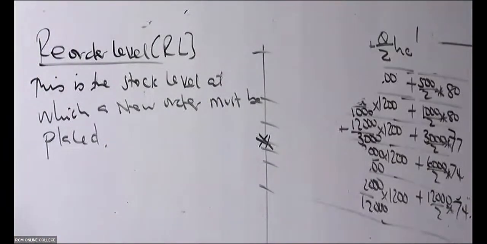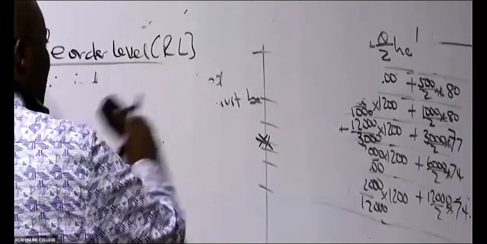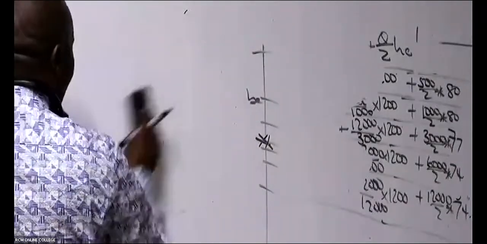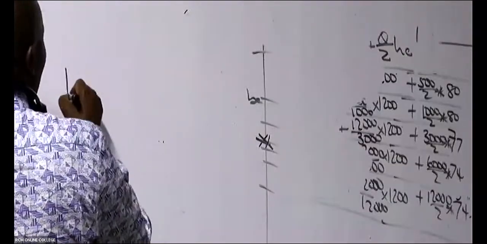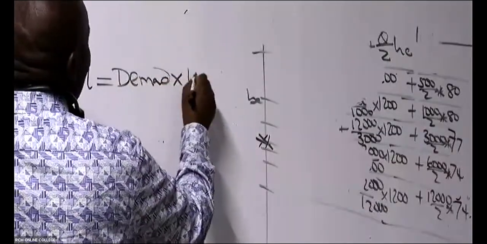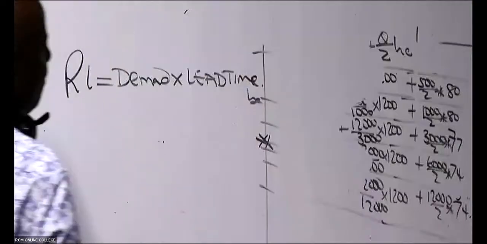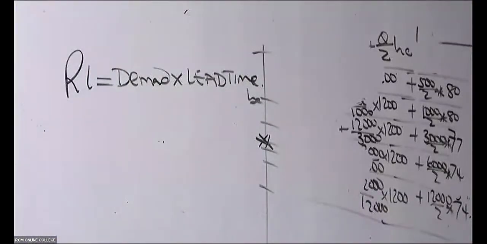Very, very easy. To get this reorder level, we normally take demand times lead time. So anytime they want you to get the reorder level, you will take demand times lead time.